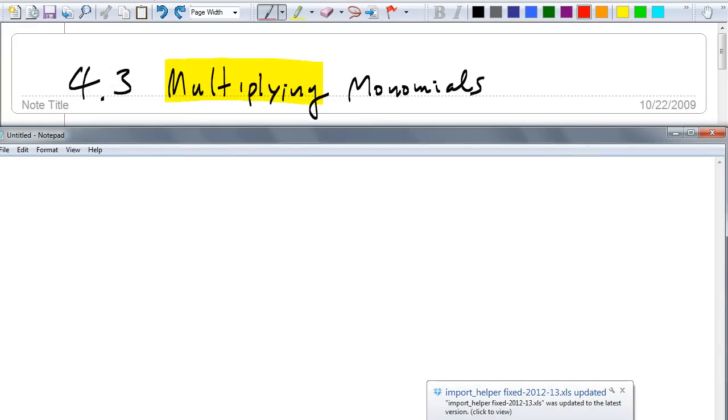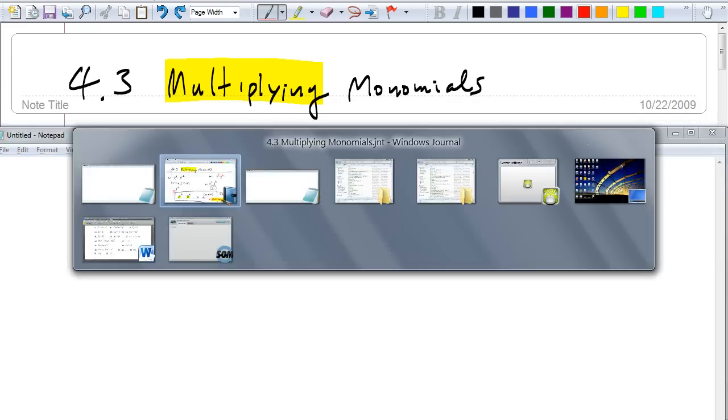Now we're ready for the new lesson, multiplying monomials. Turns out we're going to have to use that example we just did. We have to remember that too because we're going to be combining that with multiplying monomials. Anyway, go ahead and write this down. This is our topic, multiplying monomials.